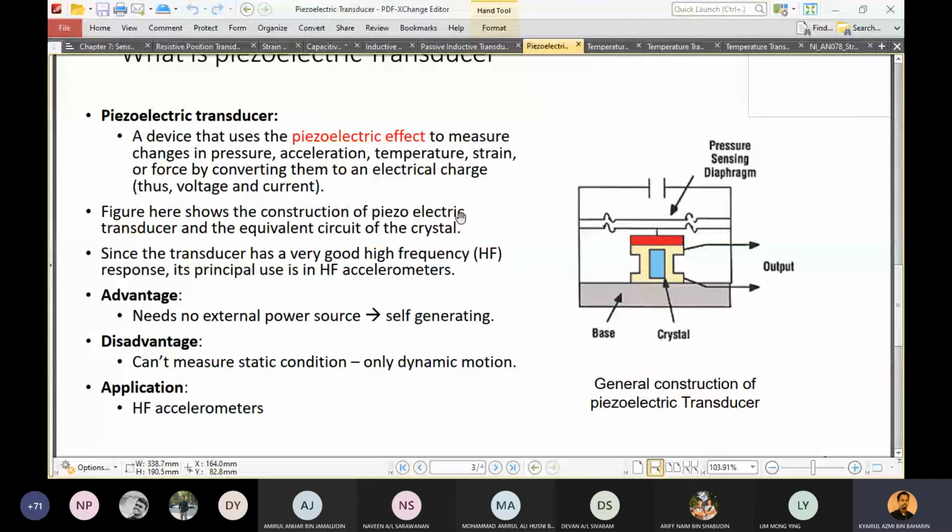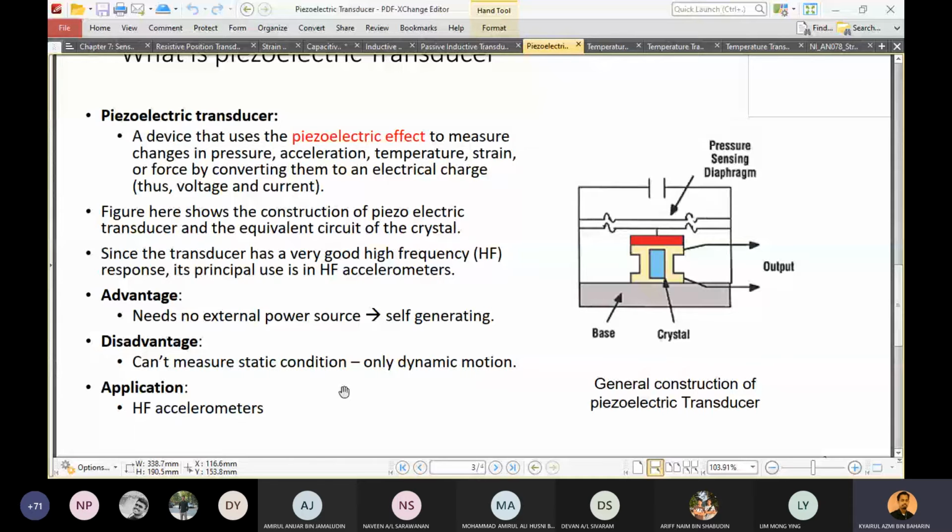Okay, so piezo is very interesting because it does not need an external power source. It can self-generate, but it cannot measure static conditions. So you need to press it for it to measure something. If you don't press it, then it cannot measure anything. So these are the principles of piezoelectric.